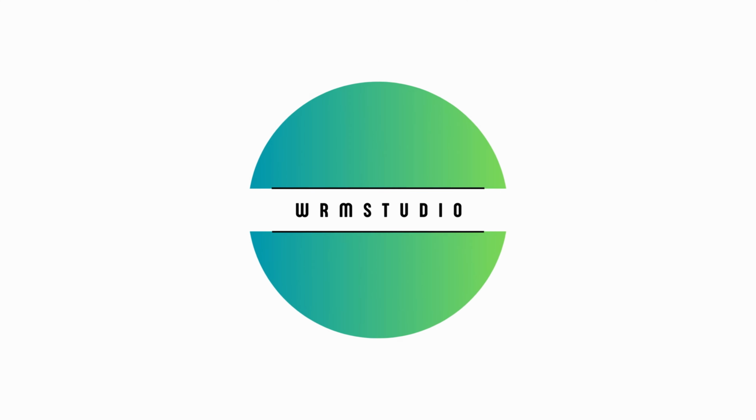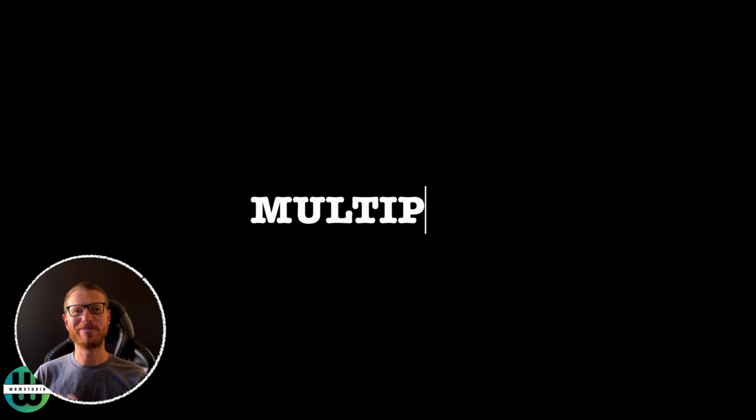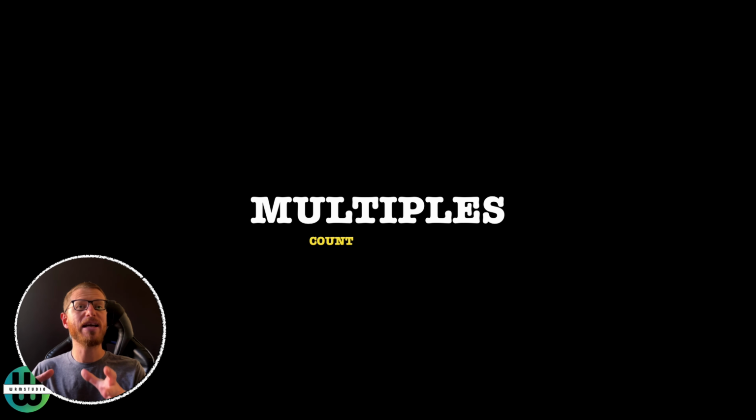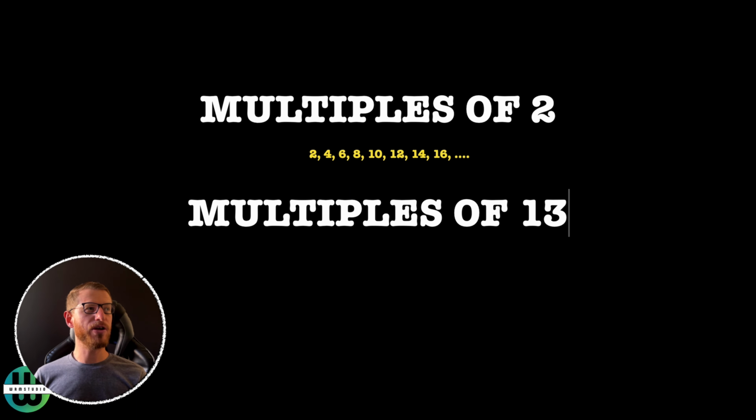Let's jump in. Let's have a look at multiples. This is by far the easiest thing to explain. Multiples are literally the multiples of a number. We count within the number. For example, the multiples of 2 would be 2, 4, 6, 8, 10, etc. Think of your times tables. If I have the multiples of 13, then I have 13, 26, 39, 52, etc. So that is what a multiple is.